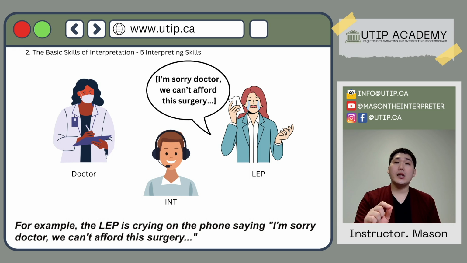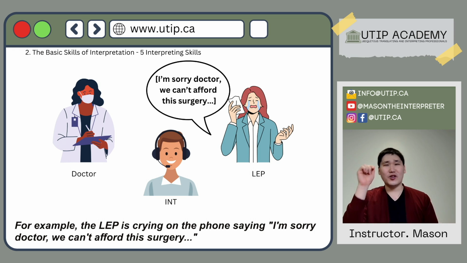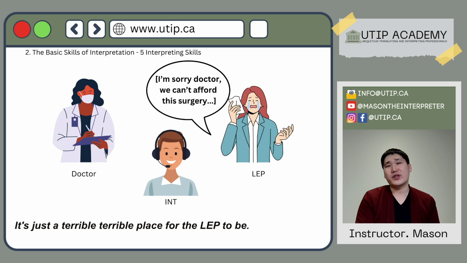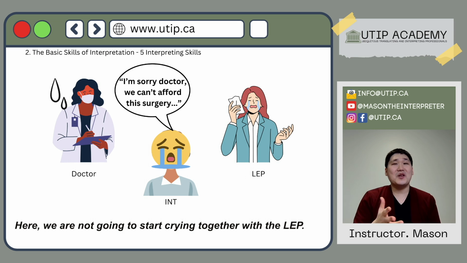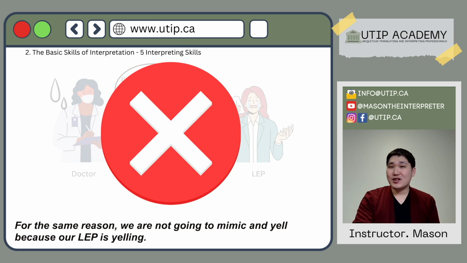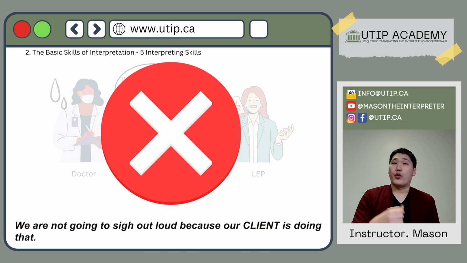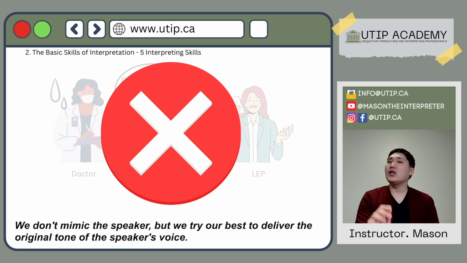For example, the LEP is crying on the phone saying, "I'm sorry, doctor, we can't afford the surgery." And it's just a terrible, terrible place for the LEP to be. Here, we are not going to start crying together with the LEP. For the same reason, we are not going to mimic and yell because our LEP is yelling. We're not going to sigh out loud because our client is doing that. We don't mimic the speaker, but we try our best to deliver the original tone of the speaker's voice.